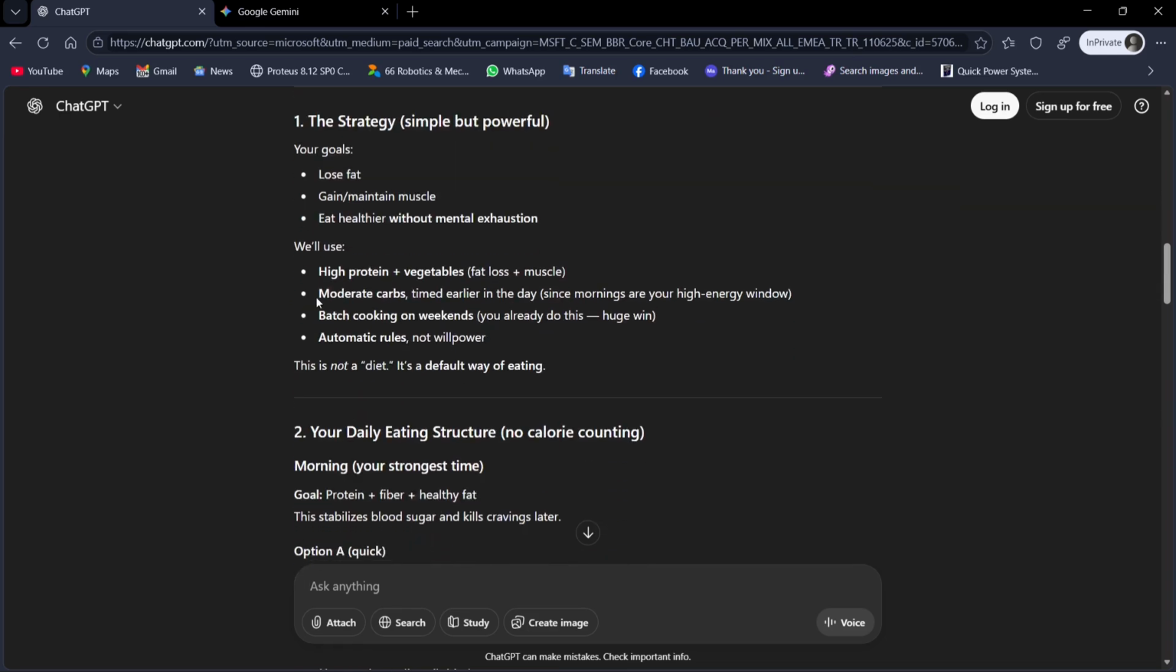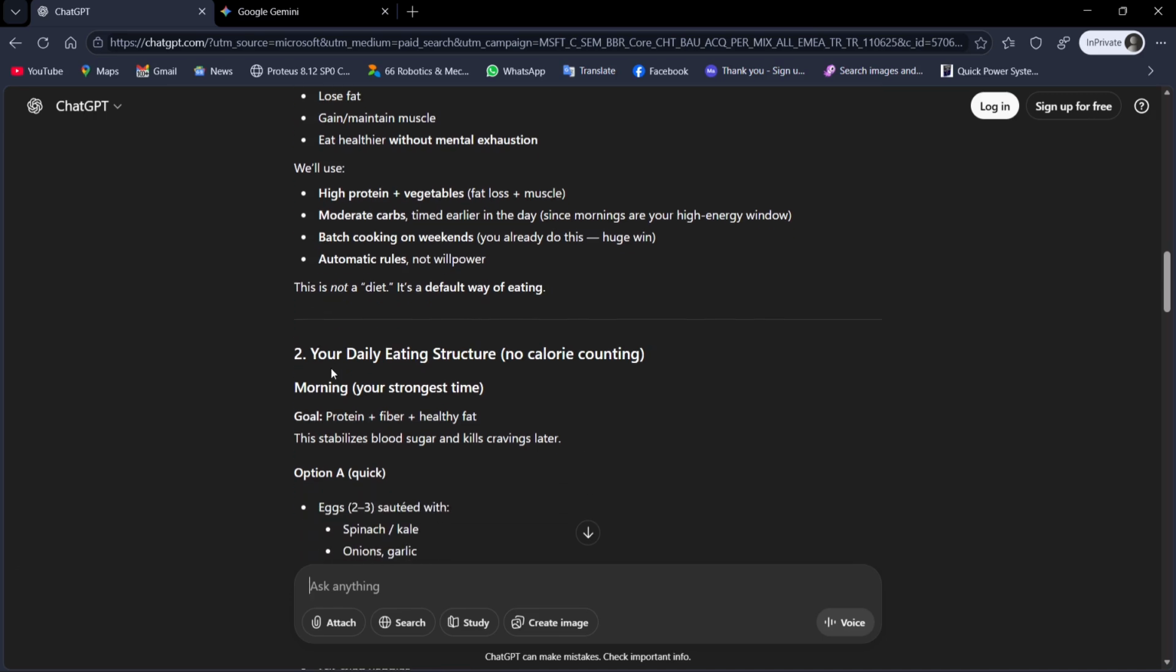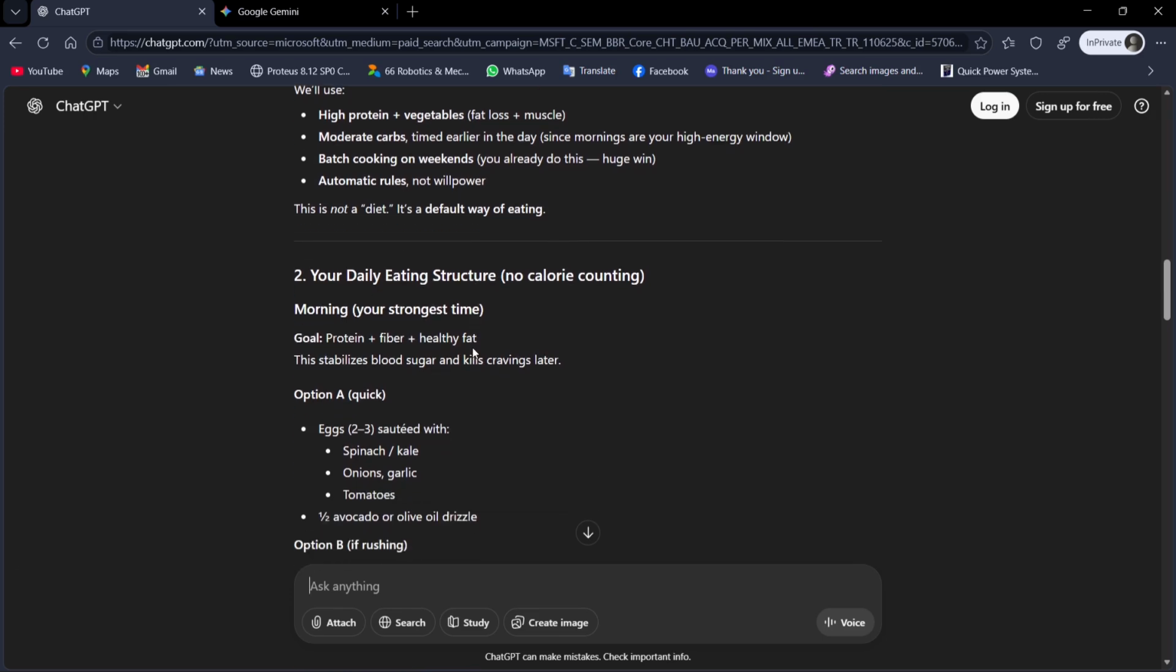We'll use high protein plus vegetables for fat loss, and it's telling us what that does: fat loss plus muscle. Moderate carbs early in the day, since mornings are your high energy window. Batch cooking on weekends, you already do this, huge win. Automatic rules, no willpower. This is not a diet, it's a default way of eating. Your daily eating structure, no calorie counting. So it's telling us that the structure we are going to implement is not a calorie counting structure.